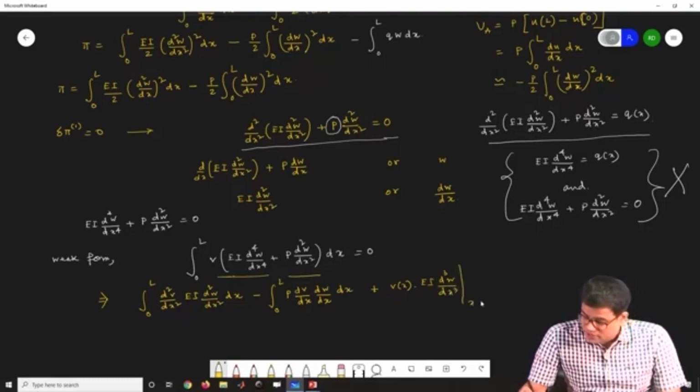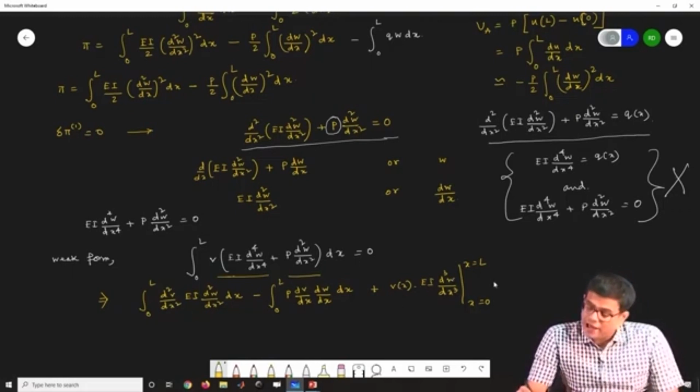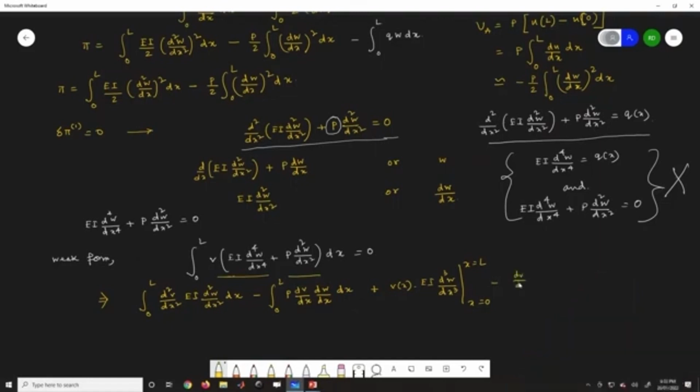This is at x equals 0 to x equals L. So this is the first term. You see that there is a shear force term, and then you will obviously have another minus, which is dv/dx, and you have the moment, that is EI d²w/dx², at x equals 0 and x equals L. And then for this there will be another boundary condition.